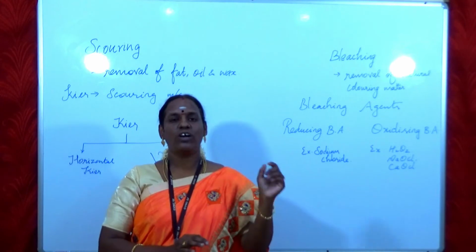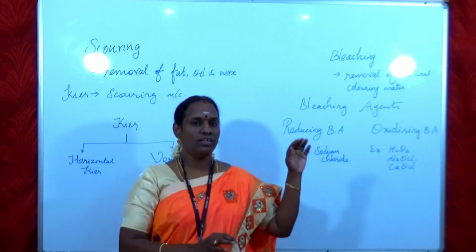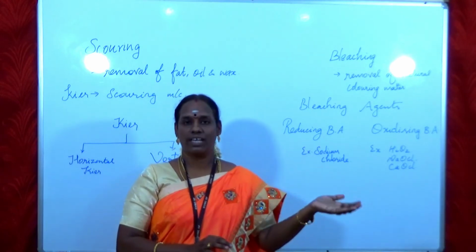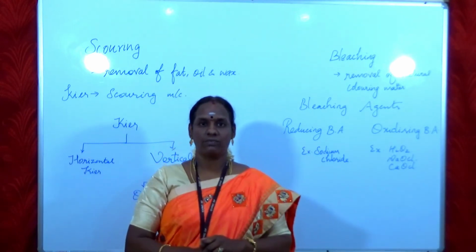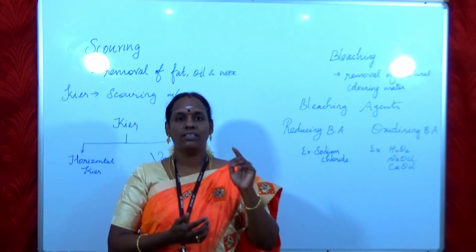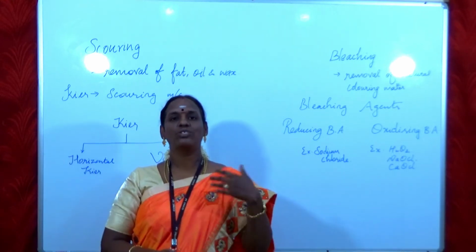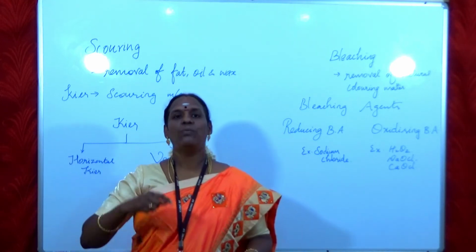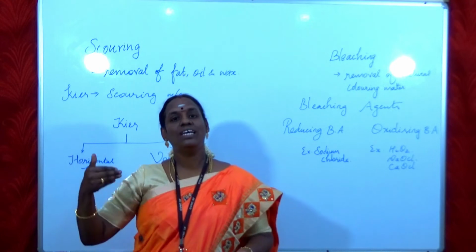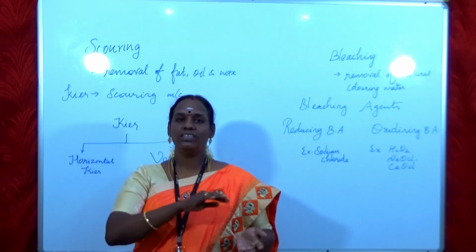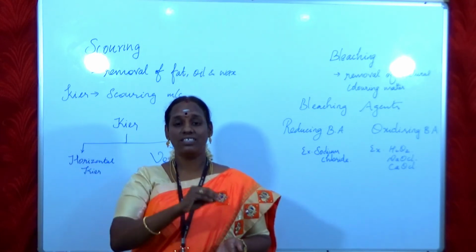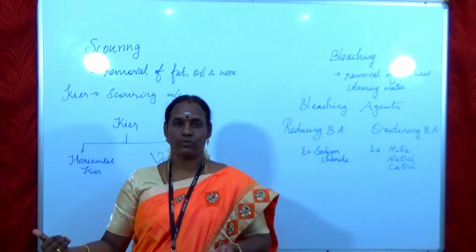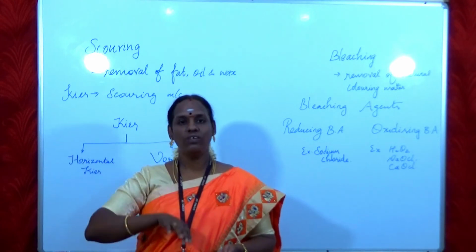So some of the foreign matters present in the grey cloth are the fat, oil, wax, and the pectins, pectose like that, and also some solid particles. So during this scouring process, the oil and fat are converted into soap, and insoluble wax and unsaponifiable oils are converted into emulsifier. And also these trash matters are removed by the washing process, and the solid matters are filtered.